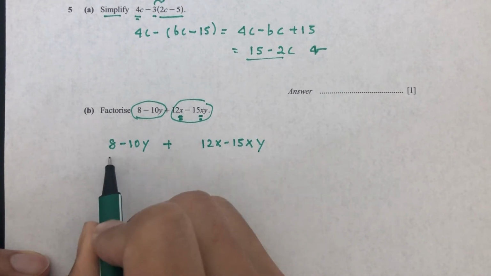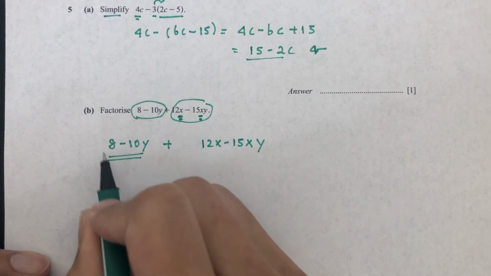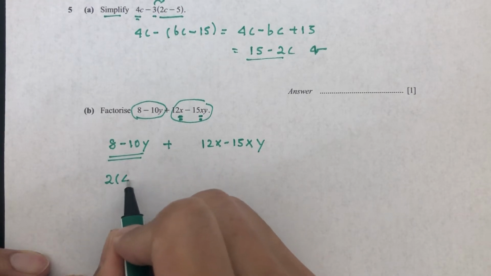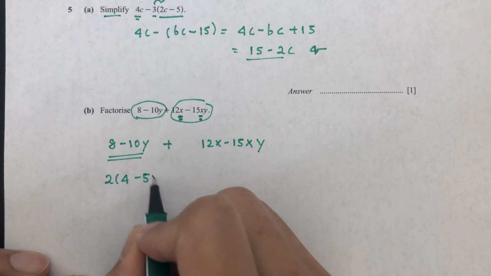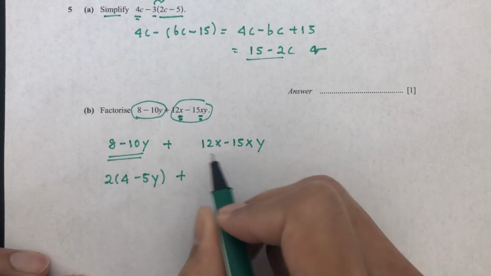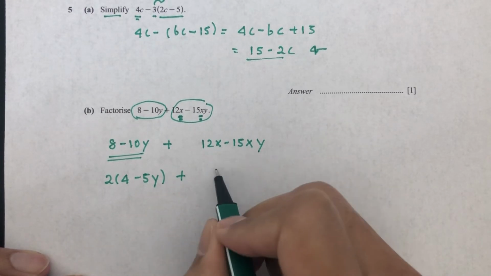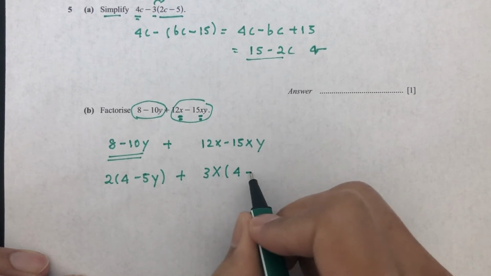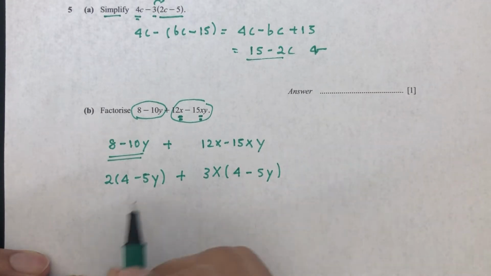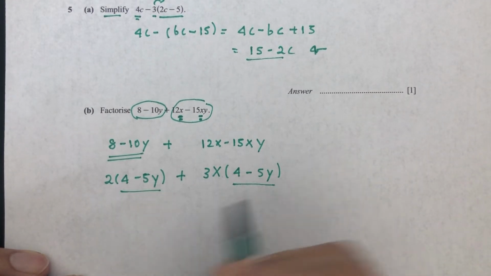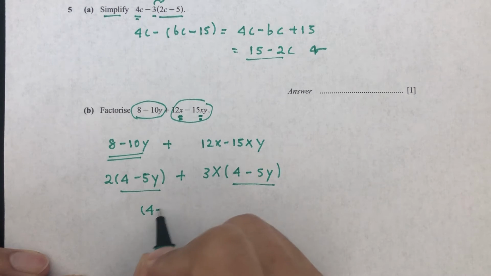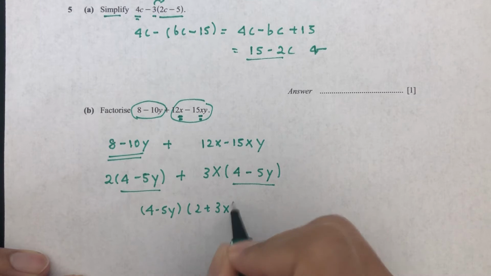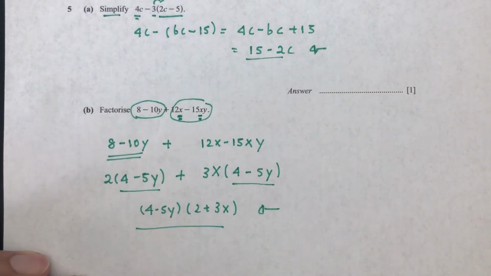Okay. So for the first two terms, what is equal? So they are both even numbers. So 2 is equal. I take out 2. So 4 minus 5y remains inside, plus what is equal here? I can see x is equal and then 3 is equal. So we have 4 minus 5y. So now these two are equal. We'll take them out. We have 4 minus 5y and then what remains is 2 plus 3x. That is your answer for this factorization.